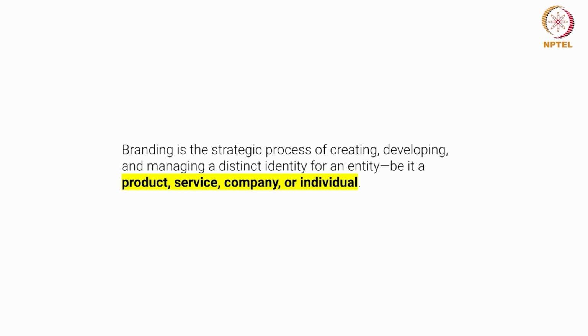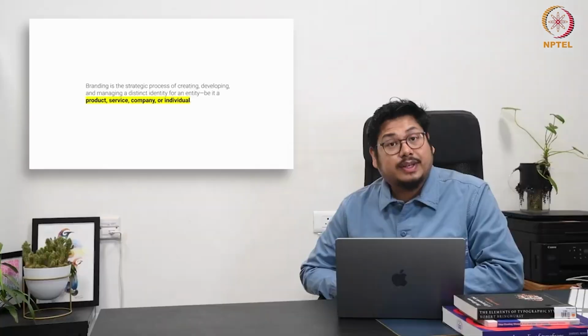So next, branding is the strategic process of creating, developing, and managing a distinct identity for an entity, be it a product, service, company, or individual. Now this is a very important line because we have talked about it, right? So it can be anything. So the idea of projecting the brand in terms of products, services, company, or it can be an individual. So it's not always about one company or one organization. It can also be an individual.